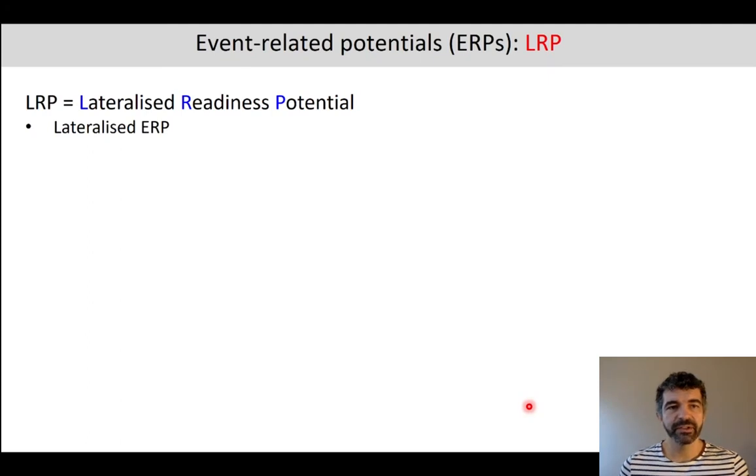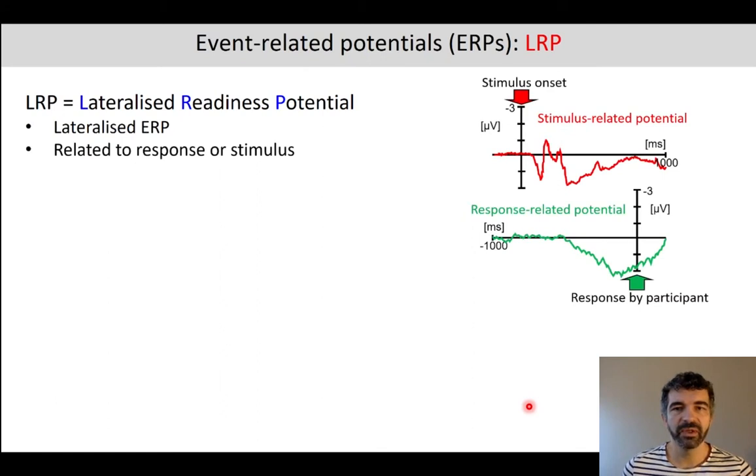Another lateralized potential is the LRP, the lateralized readiness potential. The ERPs we've talked about previously were always related to the stimulus onset. Event-related potential always means it is related to an event, but the event doesn't necessarily have to be a stimulus on the screen or on your ears. It can also be your response, for example. It just has to be a well-defined event that ideally happens in every trial. So if you have a response by the participant, you can also average across trials and take this as the point 0 in each trial.